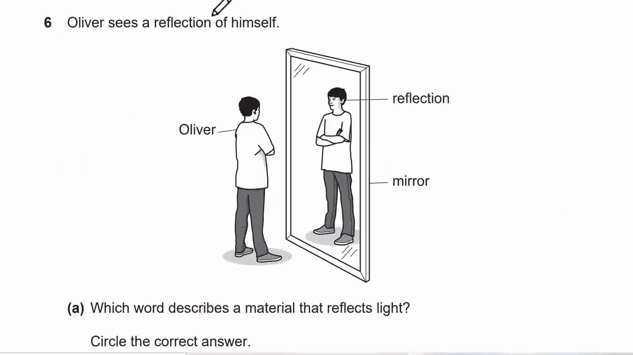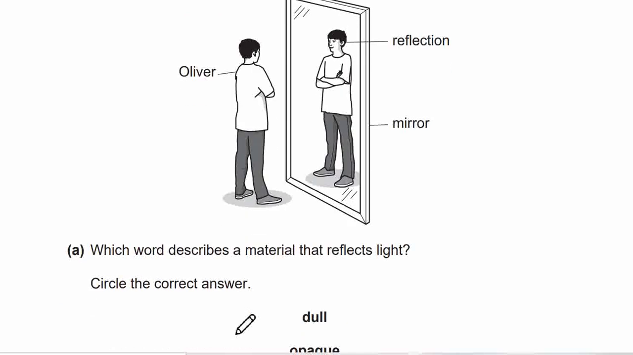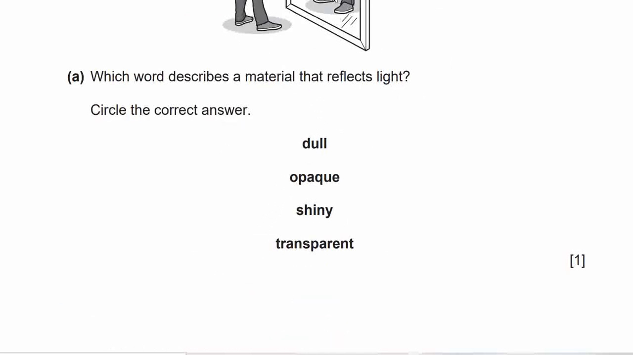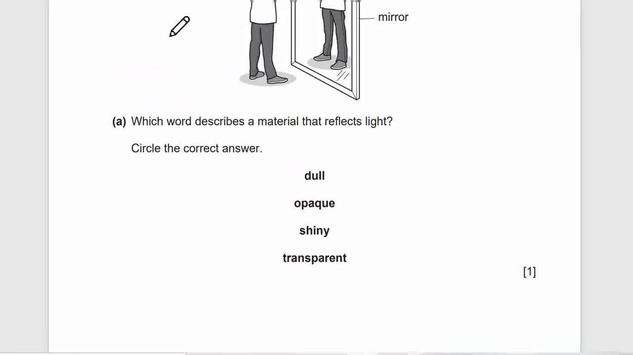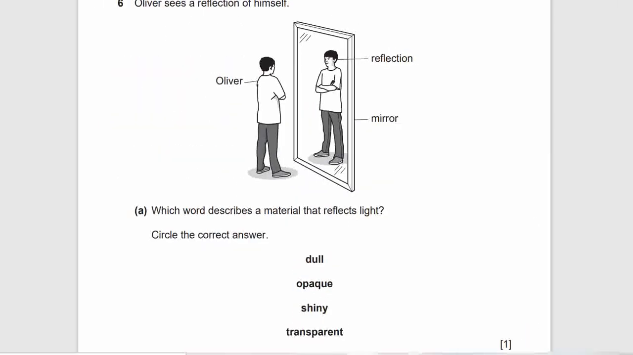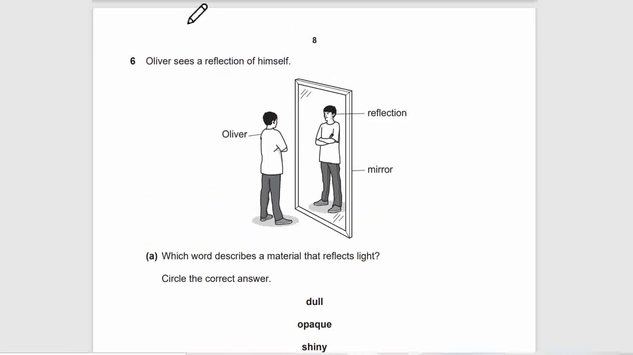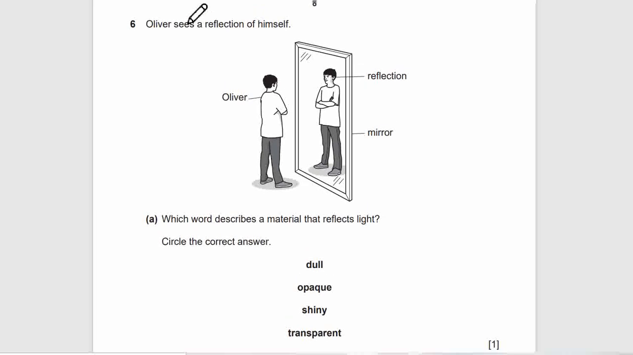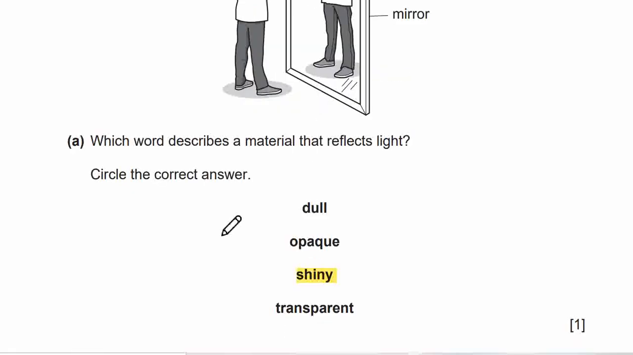Let's move on. Question number 6. Oliver sees a reflection of himself. Question A. Which word describes a material that reflects light? Circle the correct answer. Is it dull, opaque, shiny, or transparent? What do you think? A material that reflects light should be shiny. The mirror is shiny, not opaque, not dull, and not transparent. Transparent will let the light pass through, so it will not produce reflection.